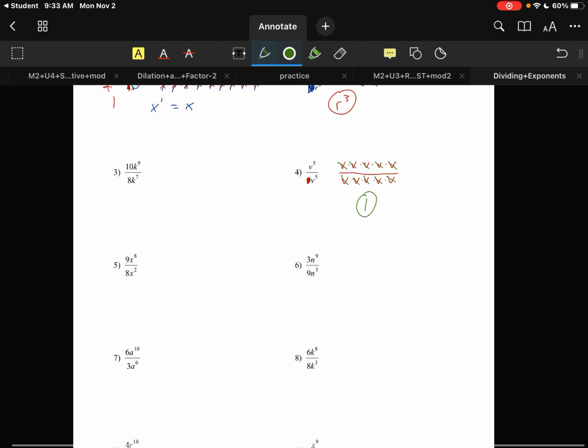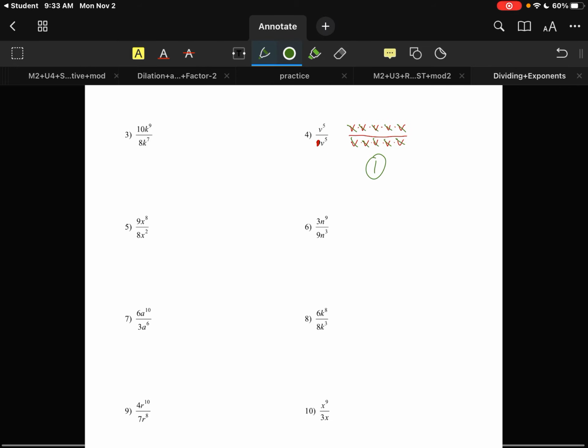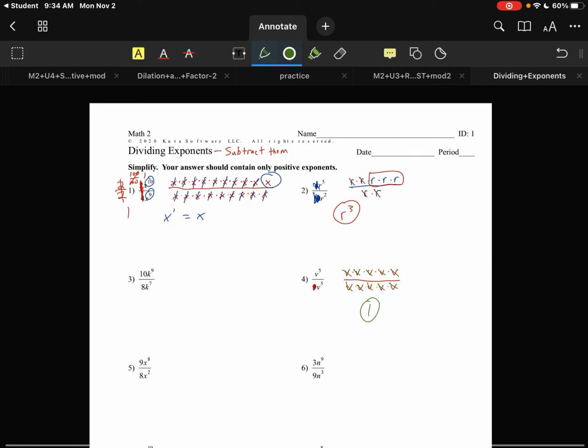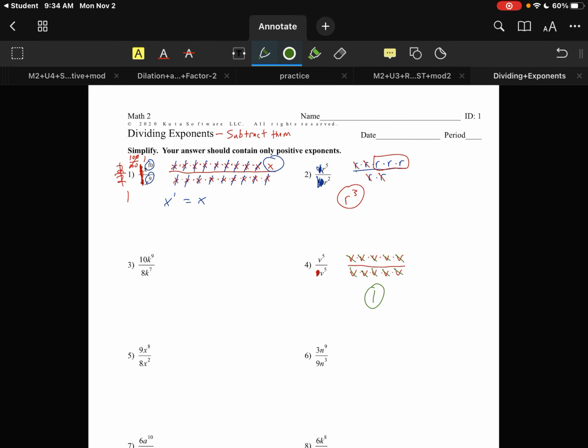Okay? So finish the rest of the 7. Just worry about the numbers. Worry about the exponents. And then give me an answer. There won't be any that go away. But the key thing is subtract the exponents. Okay? If you have any questions, let me know.